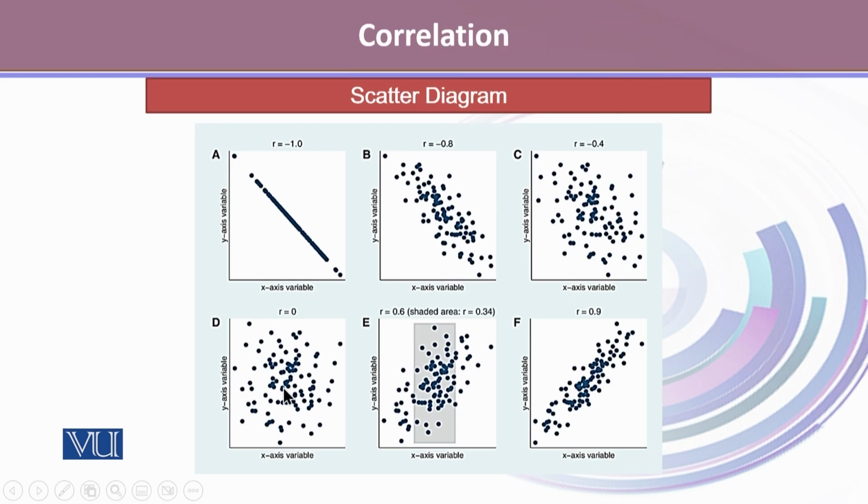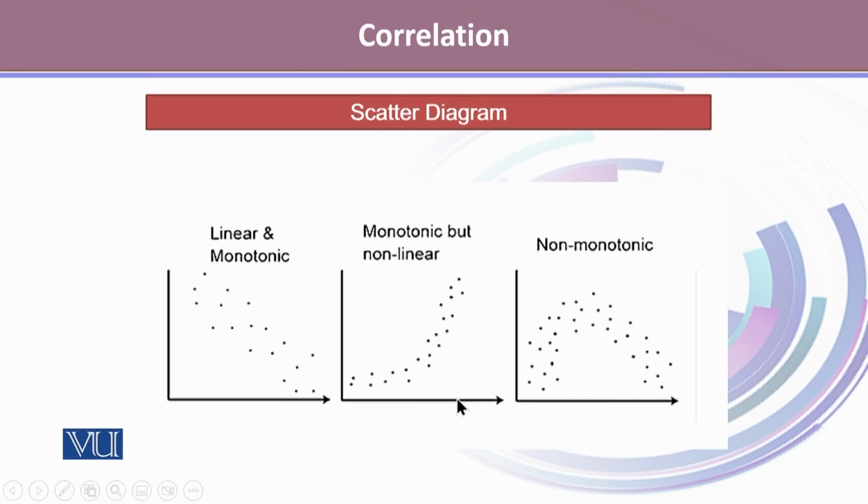Whereas in plot D, that is a weaker relationship. Whereas plot B and plot F are showing a stronger relationship. Scatter diagrams also help us look at whether the relationship is linear or non-linear, or whether it is monotonic or non-monotonic. If the graph is shaped like this, it is linear as well as monotonic at the same time.